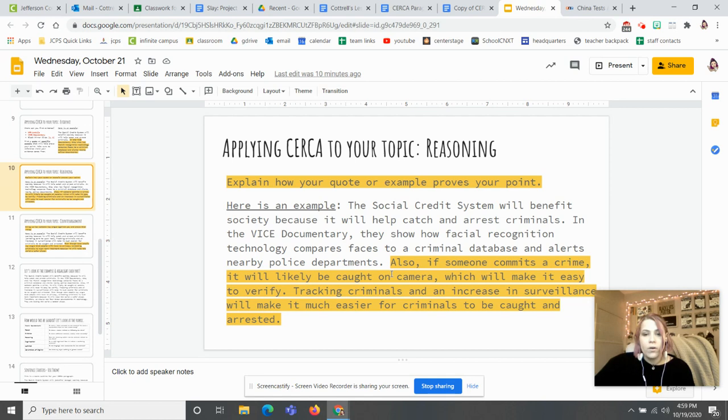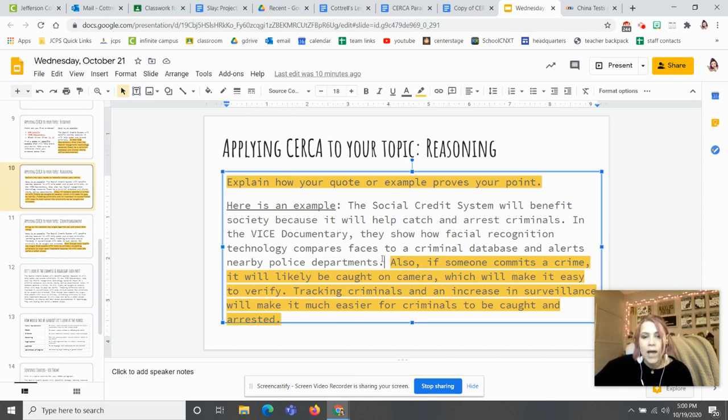So what I wrote is also if someone commits a crime, it will likely be caught on camera, which will make it easy to verify. Tracking criminals and an increase in surveillance will make it much easier for criminals to be caught and arrested. So I'm just telling you how my example proves my point.